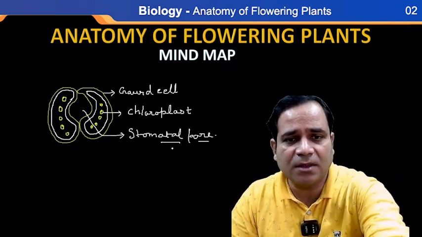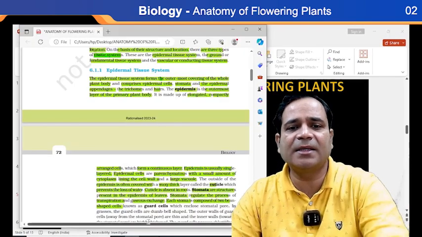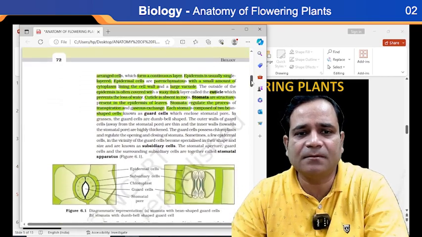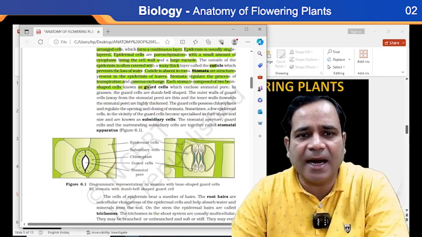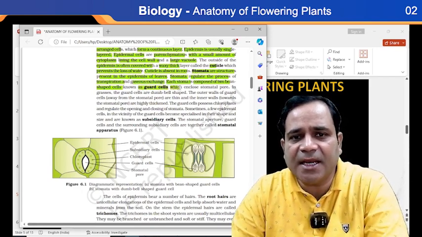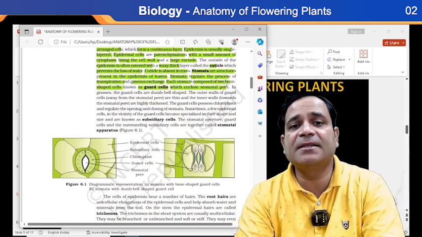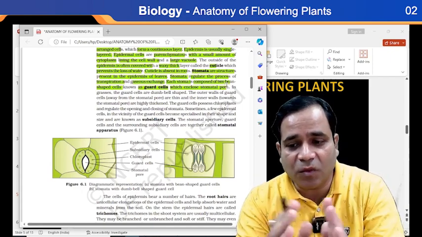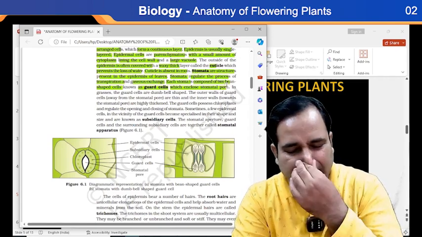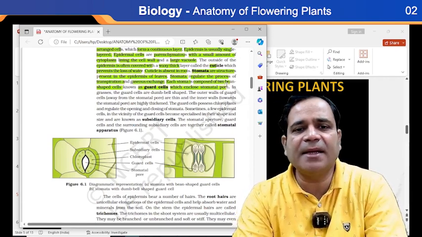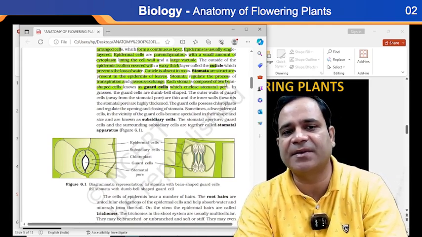Now let's come to the point in NCERT, my dear. What is the NCERT telling here? Let's see. After that, guard cell. Look at this one thing. This is known as guard cell, which encloses a stomatal pore. And this guard cell is responsible for opening and closing of the stomatal pore. And this is regulated by their specialized shapes and size, known as subsidiary cells.